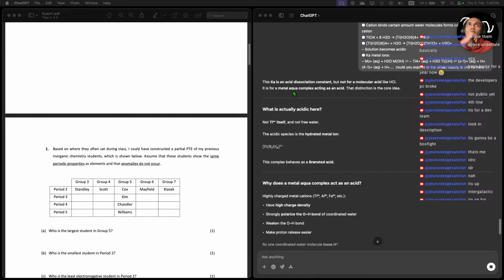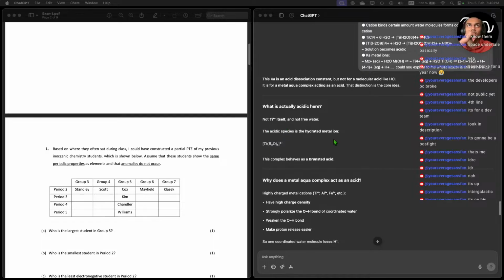Ka is an acid dissociation constant, but not for a molecular acid like HCl. It's for a metal aqua complex acting as an acid. That distinction is the core idea. What is actually acidic here? Not Ti itself, not the free water. The acidic species is the hydrated metal ion. This complex behaves as a Bronsted acid.